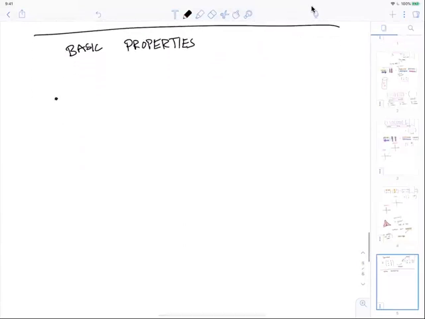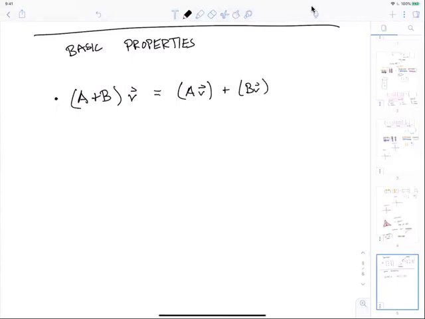So for example, if I take two matrices and add them together and apply a vector, that's the same thing as just distributing. I can take the matrix, the transformation, apply the vector, and then add it to the next one.